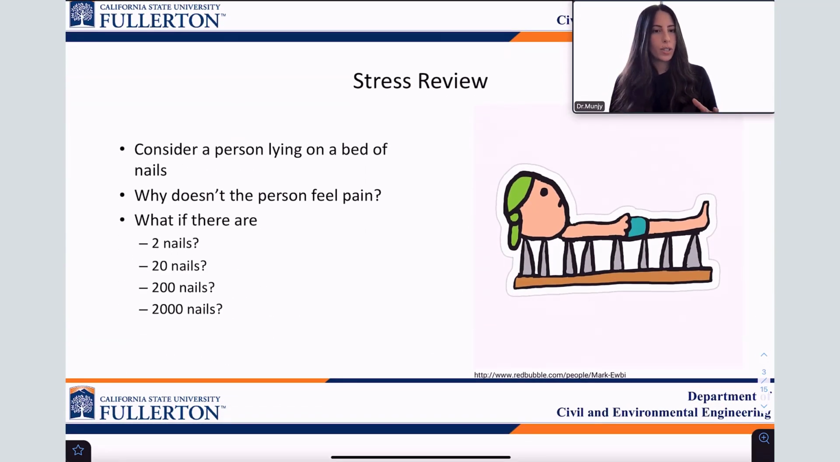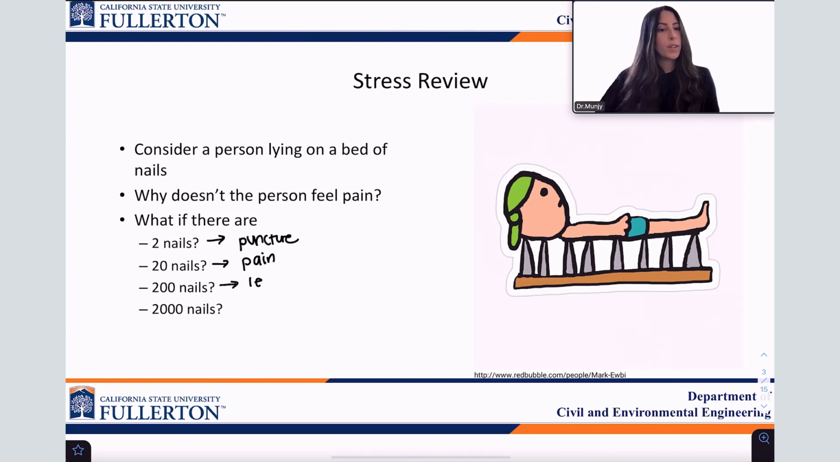Let's consider this person who's lying on a bed of nails, as you can see in this cartoon picture. Why is it that people who do this, which by the way some people do this in real life, don't experience pain when they're lying on a bed of nails? Well, imagine if there were 2 nails there instead of several. Well, the nails would then puncture the person, right?